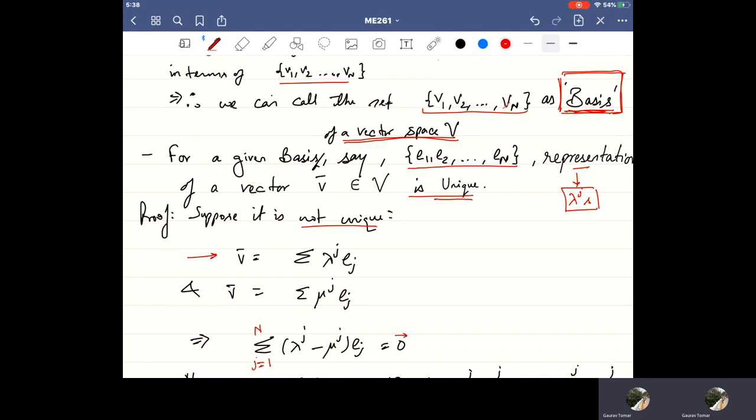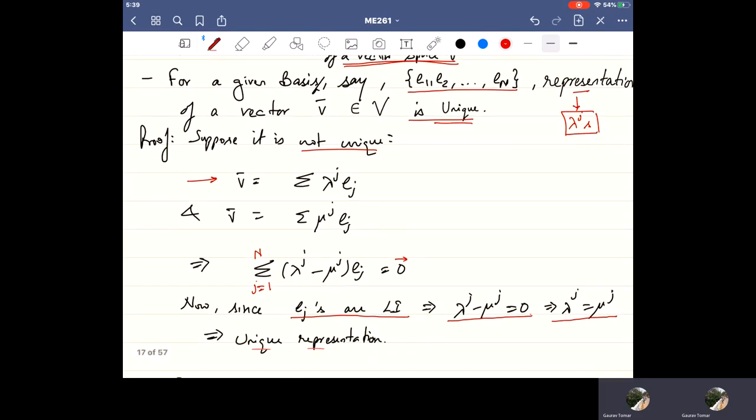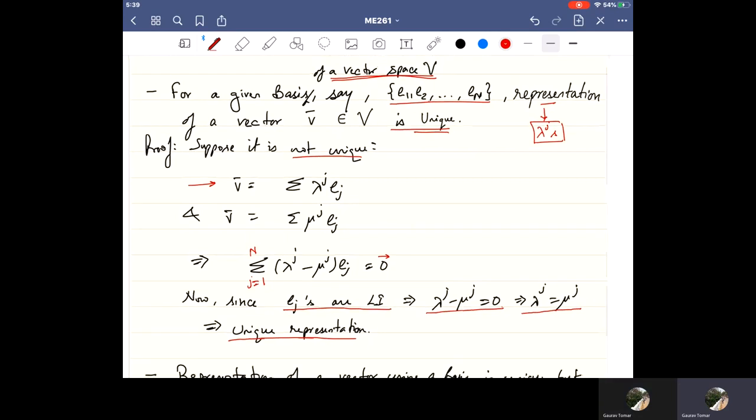That's what it means. Now we know that e1 to en are all linearly independent. And we have seen that if all vectors are linearly independent, then for such an equation the only solution is that the coefficients are all zero. That means all lambda j minus mu j are zero, which means all lambda j's are equal to mu j's, which means the representation is unique. And this ends the proof of this theorem.